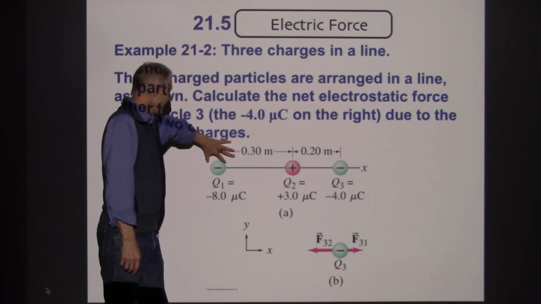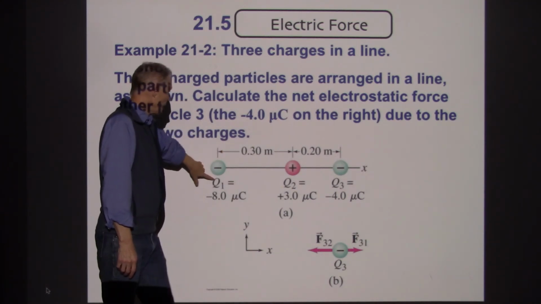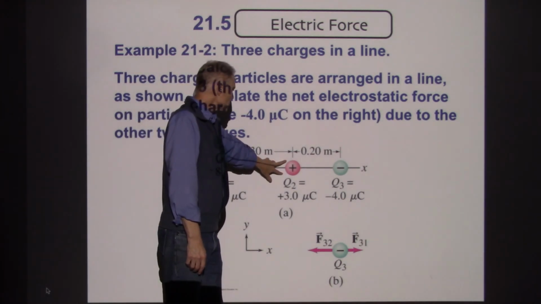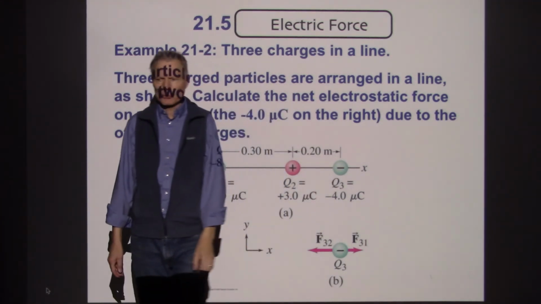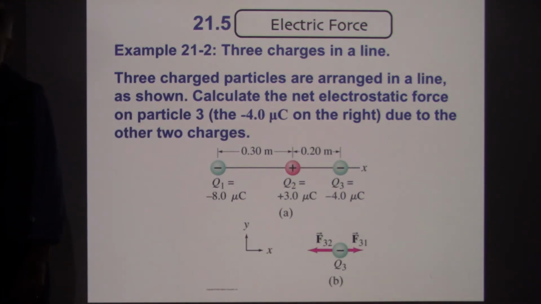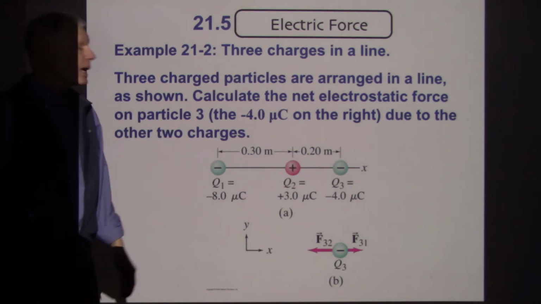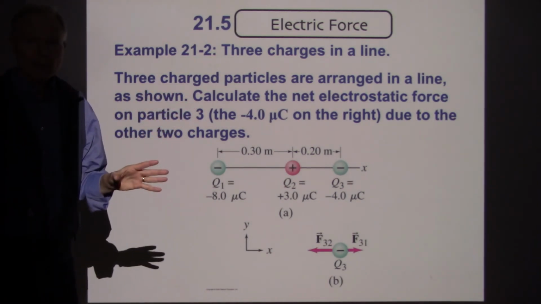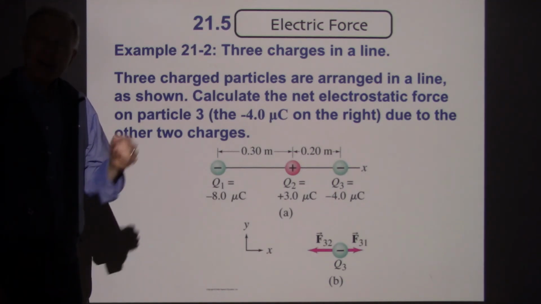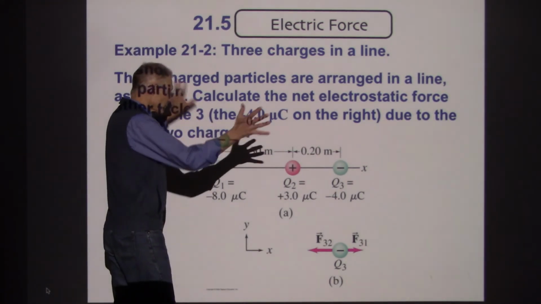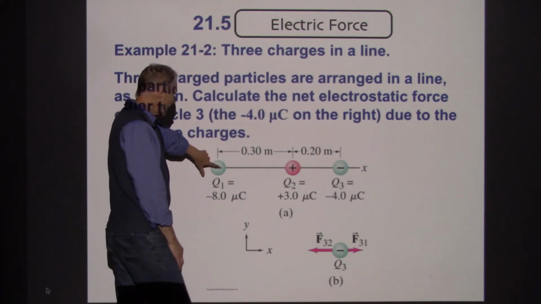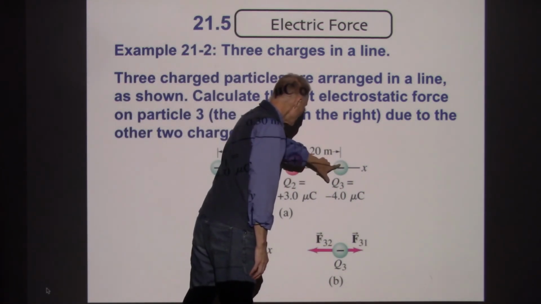This object 1 has a charge of Q1, object 2 has a charge of Q2, and object 3 has a charge of Q3. Now I'm going to pay close attention to which of these are positive and which are negative. And in most problems they'll be really clear about that. If they're not clear, I might have to go back and read the problem again, but in this example they just laid it right out there. This one's negative, this one's positive, this one's negative.